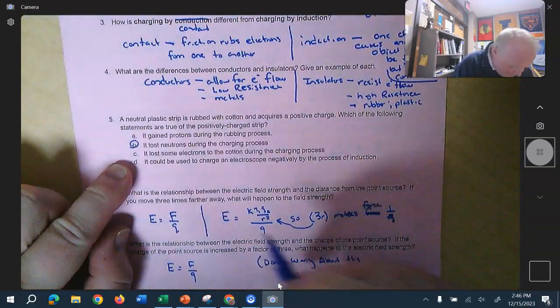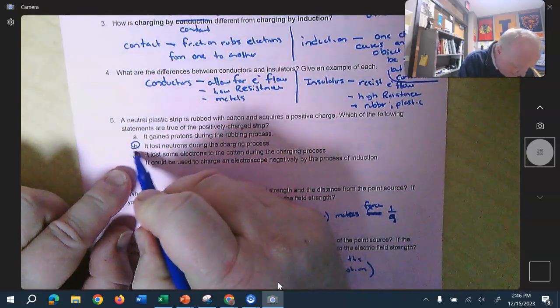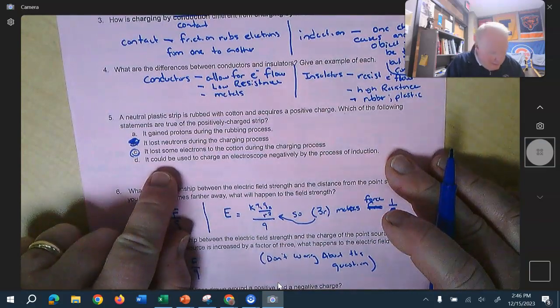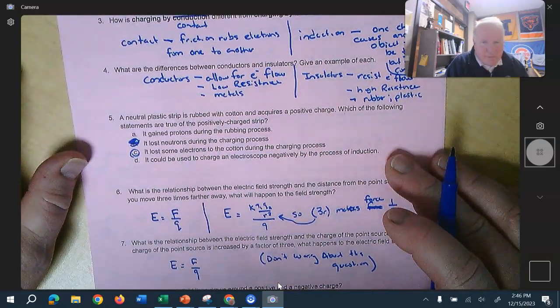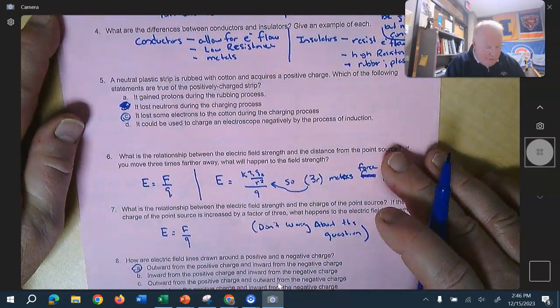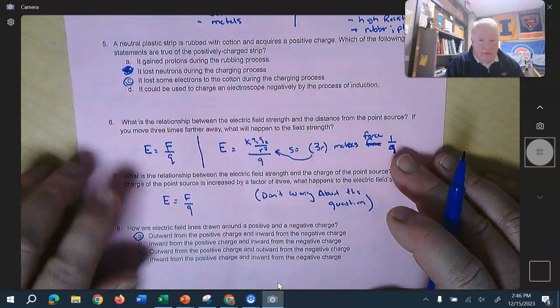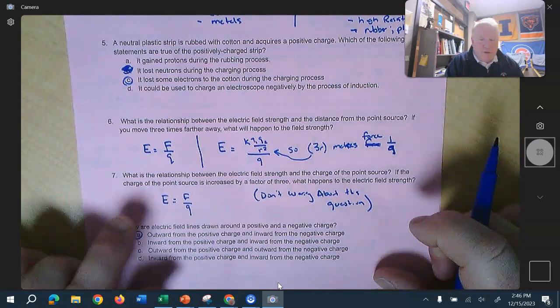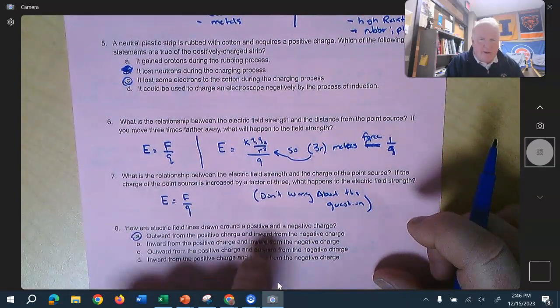It lost some electrons to the cotton. So this is C, right? So we don't lose neutrons, we only move electrons, okay? If you're worried about these ideas right here, 6 and 7, where we talk about the strength of the electric field, make sure you know the questions that are going on back here.